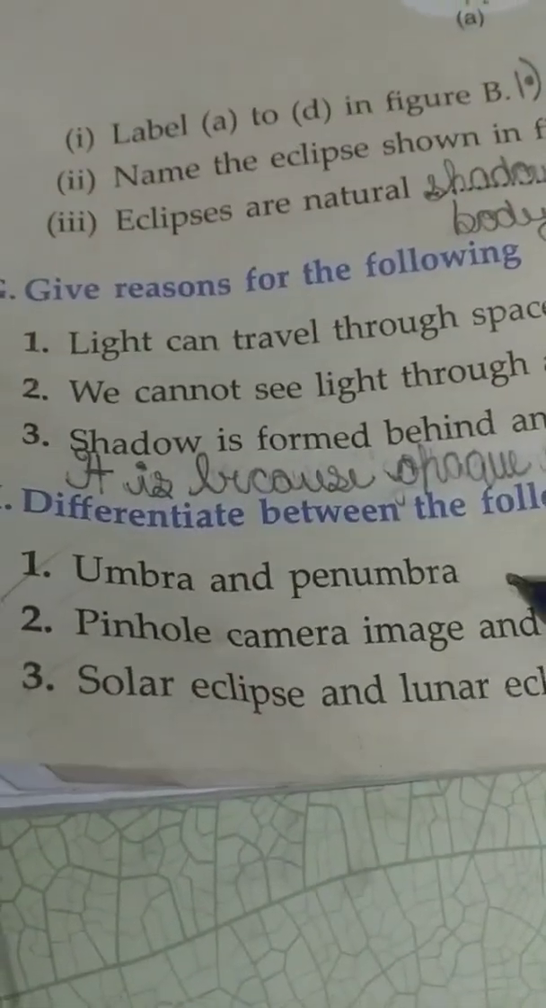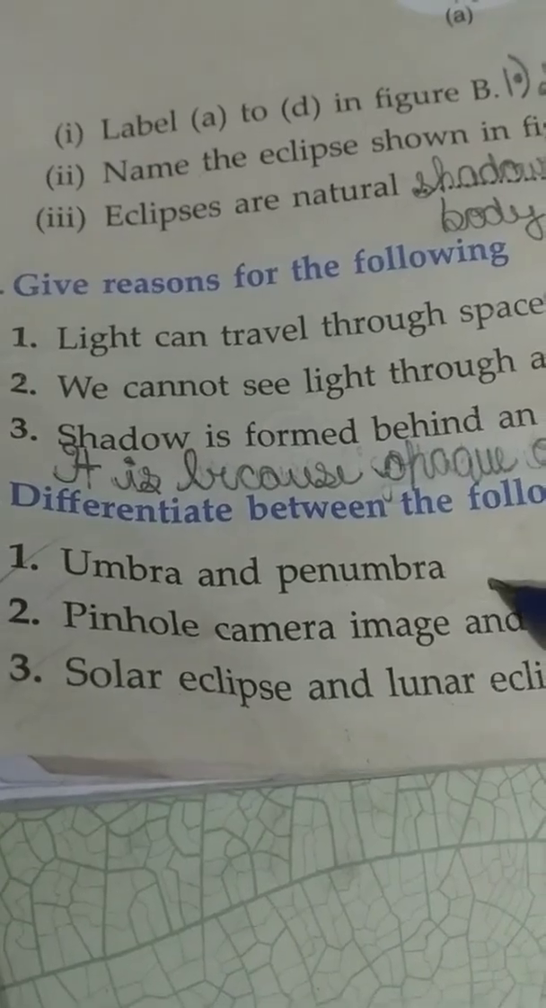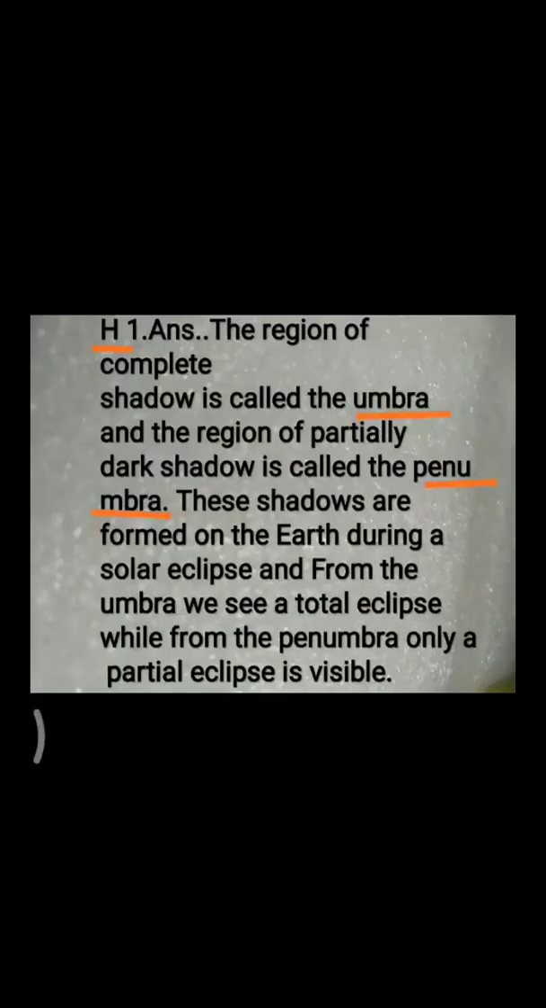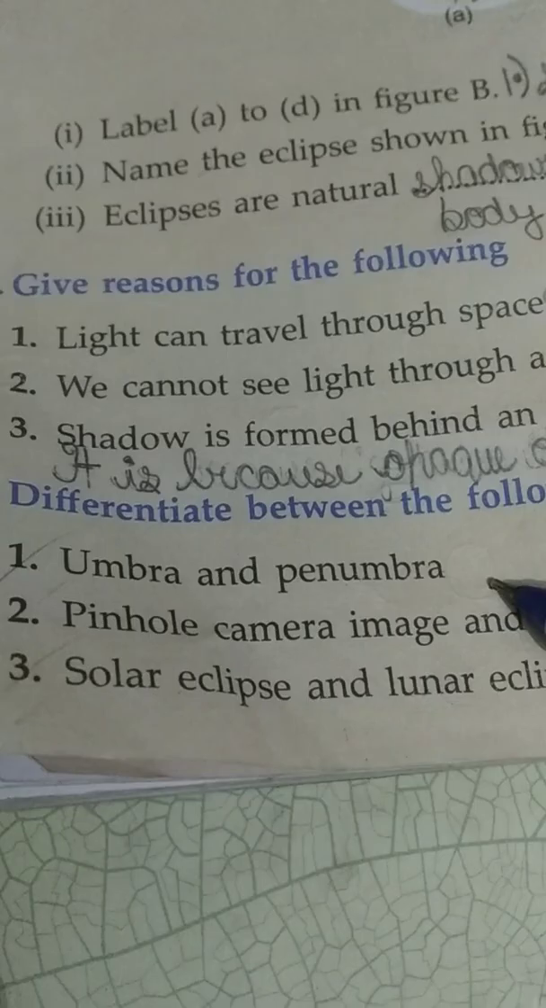First, umbra and penumbra. First answer, the region of complete shadow is called the umbra and the region of partially dark shadow is called the penumbra. These shadows are formed on the earth during a solar eclipse, and from the umbra we see a total eclipse, while from the penumbra only a partial eclipse is visible.